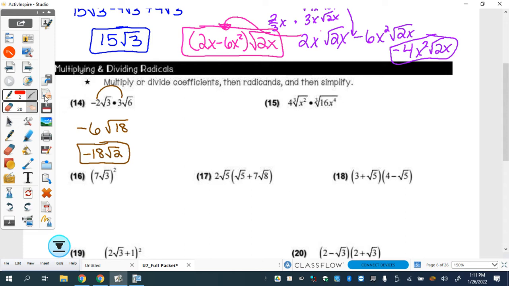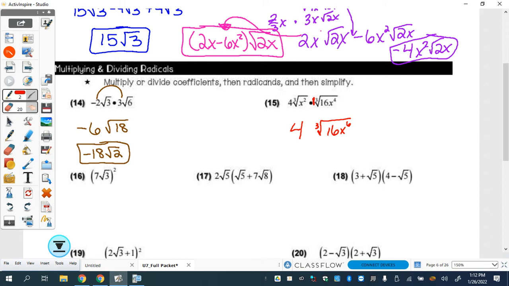Number 15, what's our coefficient on the second radical here? This is a 1, so 4 times 1 would give us 4. X squared times 16x to the 4th. What does that give us? 16x to the 6th.